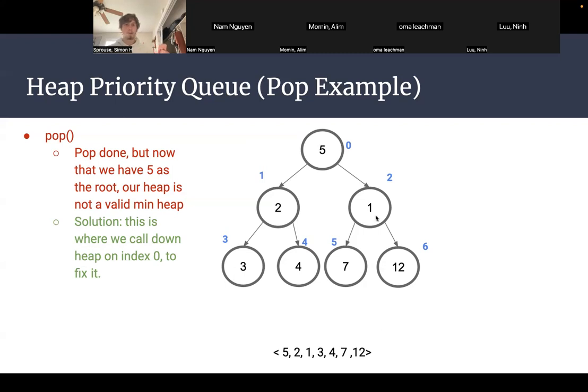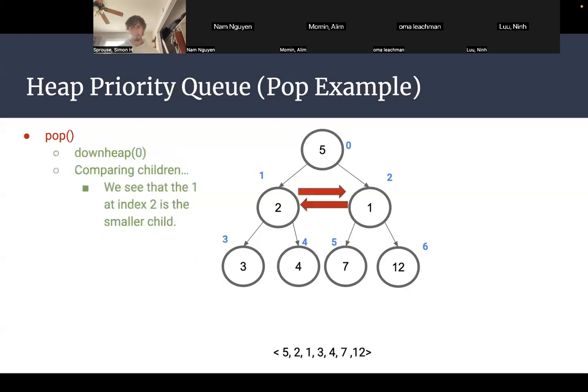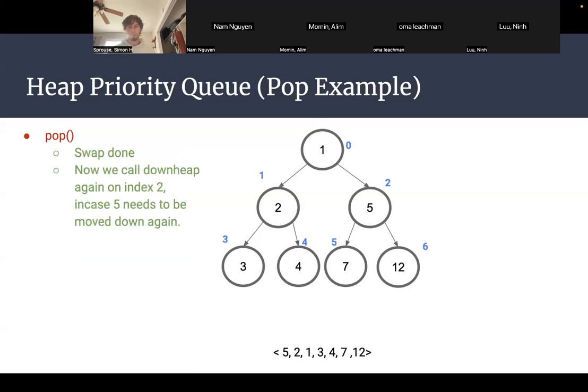If we were to replace 5 with 2, then we would have 2 as the parent of 5, which is valid, but then 2 is the parent of 1, which is invalid. So we swap 5 with the lesser of these 2 siblings. I think there's an animation that shows that happening. So we pick whichever of the siblings is the lower element, and we swap that with the node that we put at the root. As you can see, this just happens to put everything in sorted order.